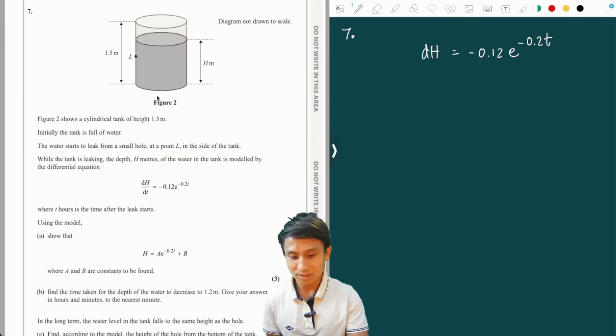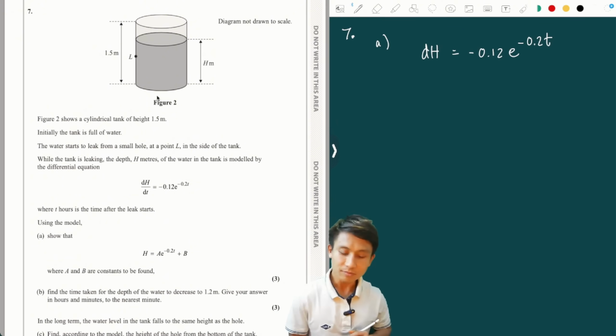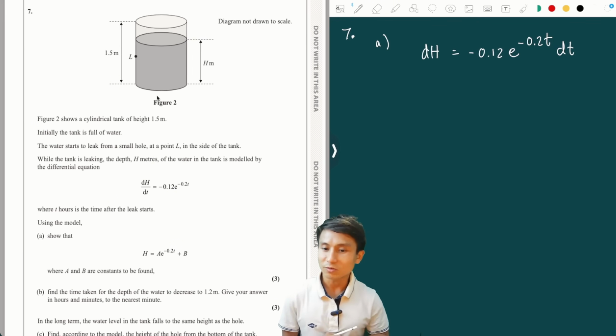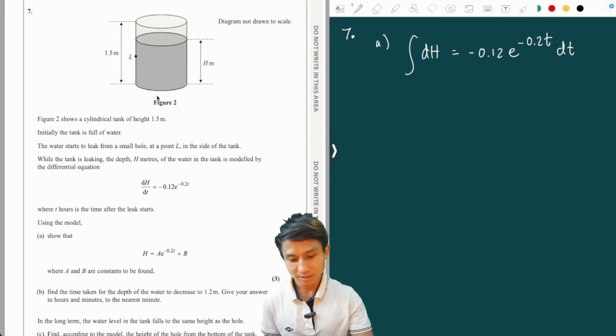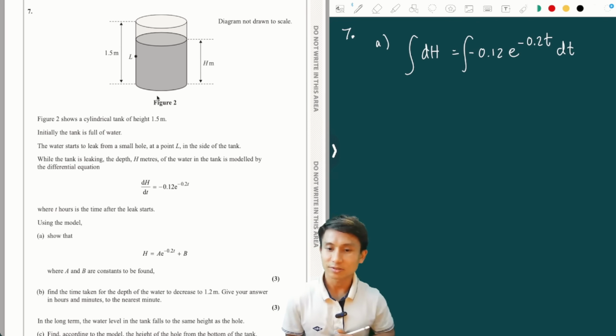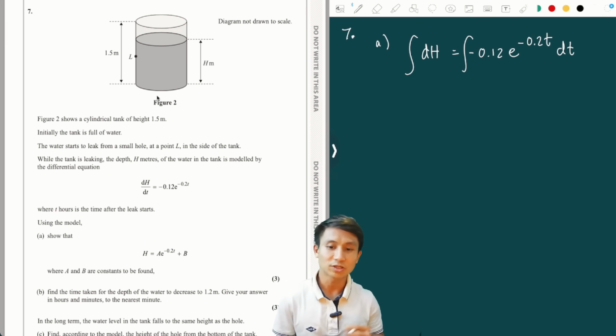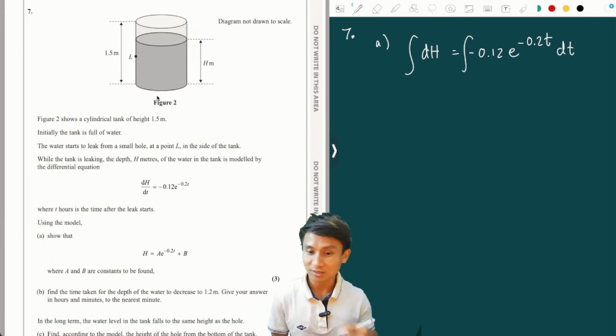Got to write the question here in part A. Yeah, and then we move dt up here. And then when we integrate both sides, we're going to get the answer. We're going to get what's called the solution to this differential equation, which is just to make h the subject and then the function of h there.